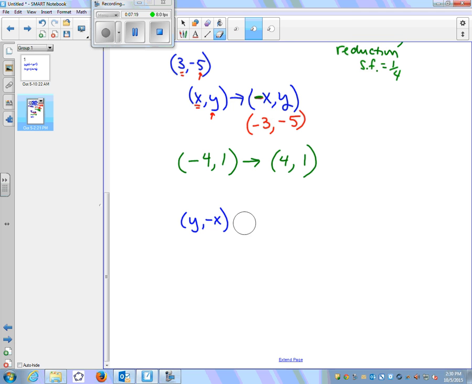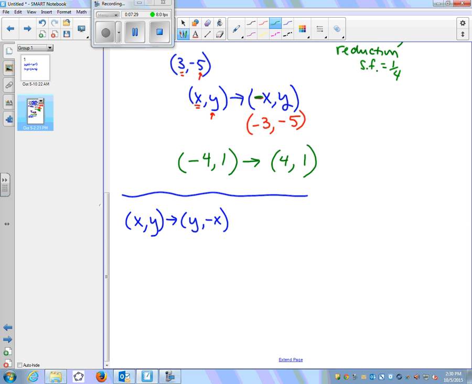Actually, I kind of wrote that wrong. If we start with (x, y) and it becomes this, right? Then if I start with the point (3, -2), what this rule says is take whatever was in the y position and put it first. So here's the y position, -2. I'm going to put it first. Now take whatever's in the x position, put it second, and change its sign.